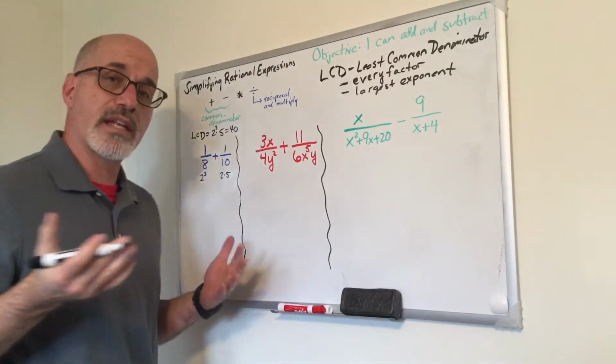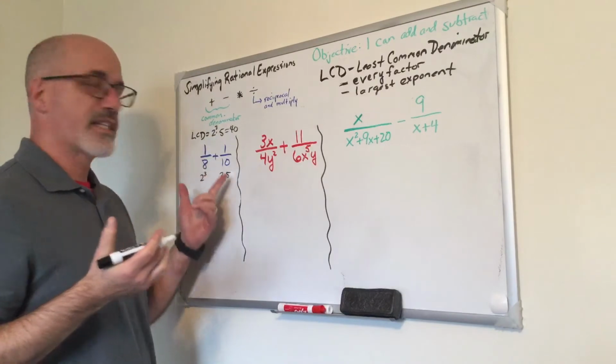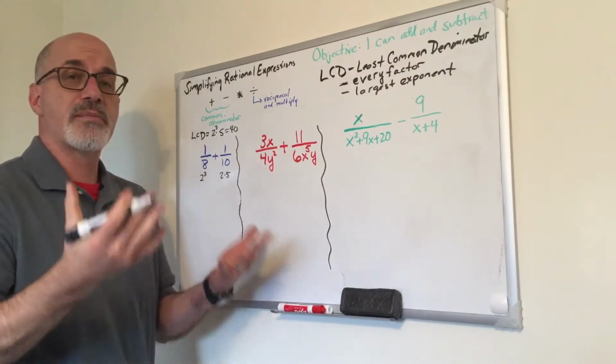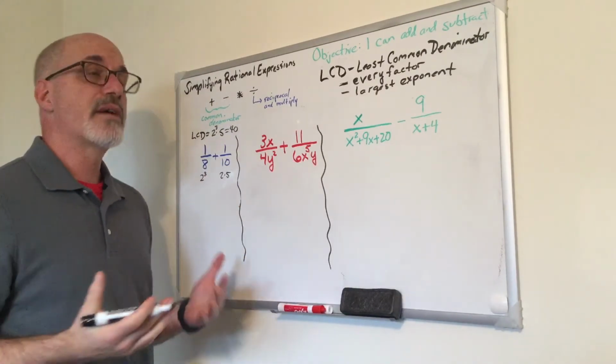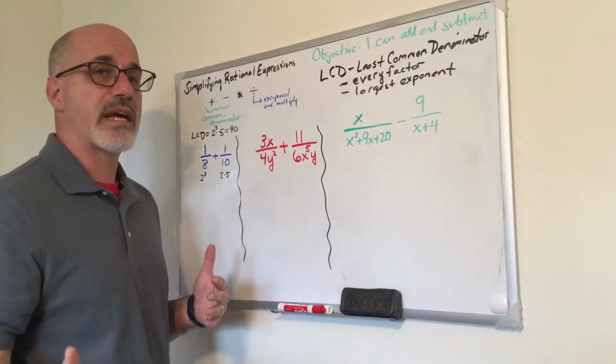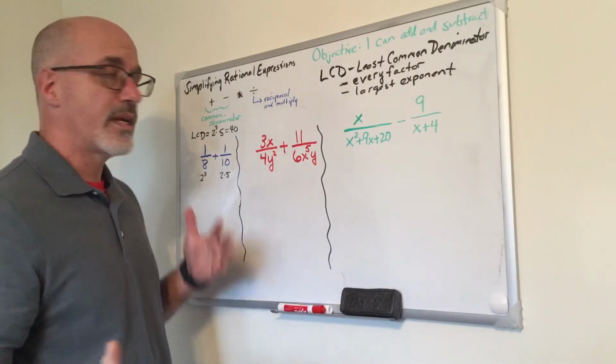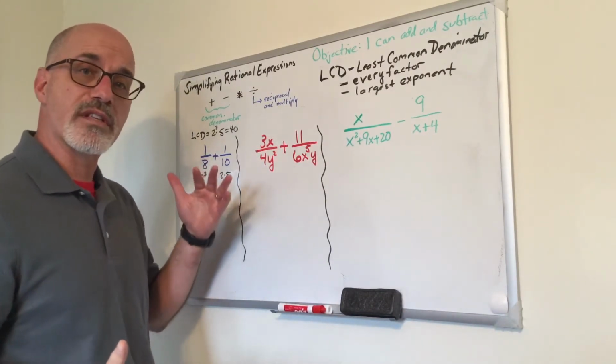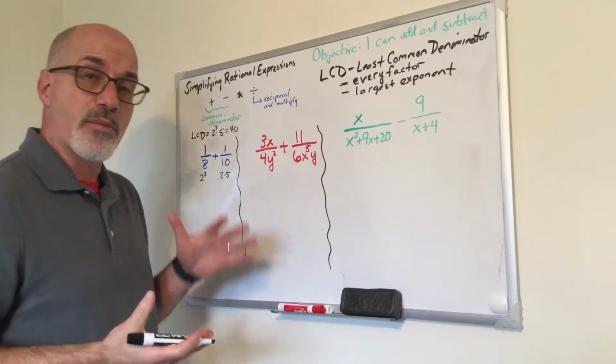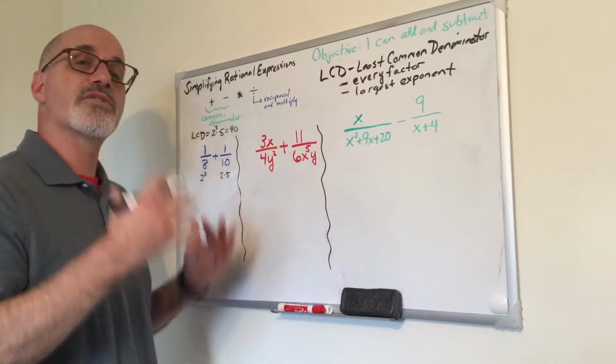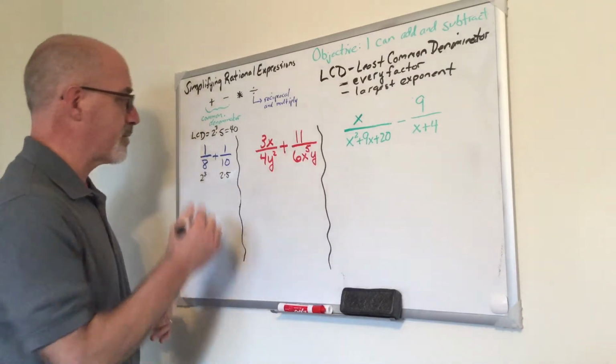Now you might have known that intuitively from 8 and 10, or you might have said, why not just make it 80? And you could, but that would mean that at the end we'd have a lot more simplifying to do. This ensures that we'll have the least amount of simplifying both during the problem and also at the end of the problem for the least common denominator.